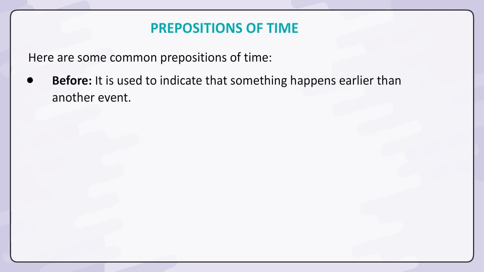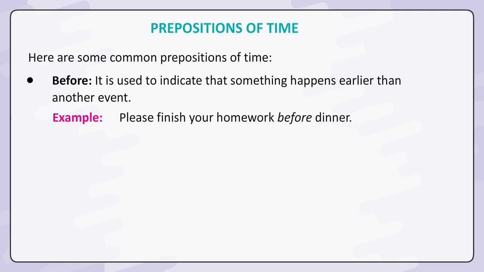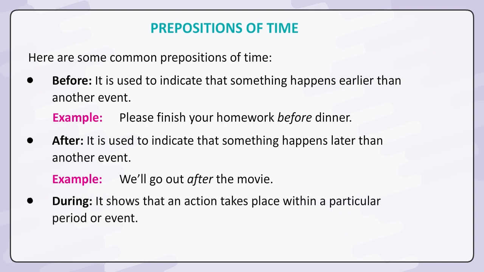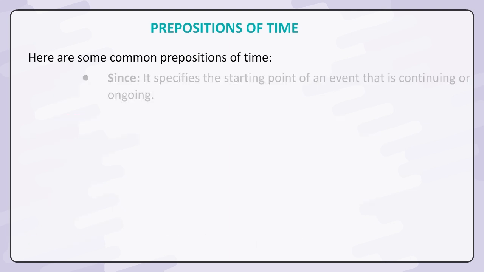Before. It is used to indicate that something happens earlier than another event. Example. Please finish your homework before dinner. After. It is used to indicate that something happens later than another event. Example. We'll go out after the movie. During. It shows that an action takes place within a particular period or event. Example. It rained during the night.